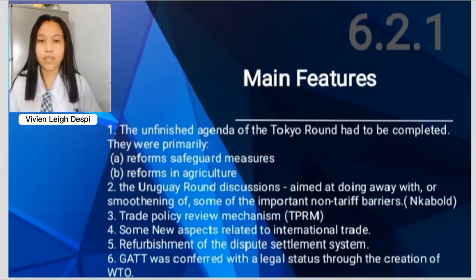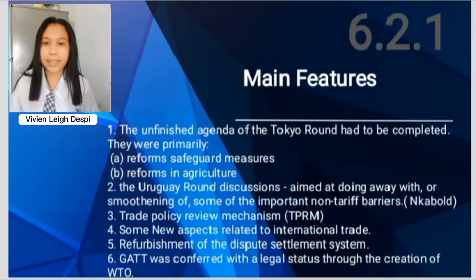So, the Uruguay Round in 1986 to 94, or the 8th round, was of great significance, especially in view of its coverage. First, the unfinished agenda of the Tokyo Round had to be completed. They are primarily: A. reforms in safeguard measures, B. reforms in agriculture. The second, besides including the traditional tariff easing measures, brought down the average level of tariffs to 3.9% by the middle of the 1990s compared to about 40% during the late 1940s.